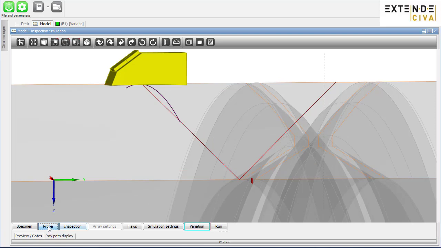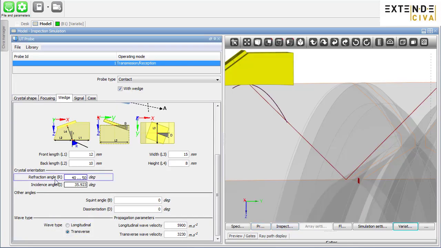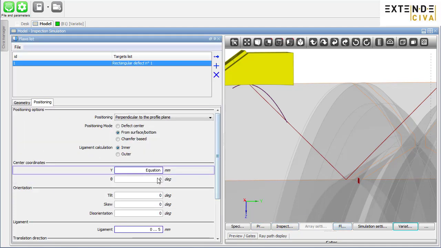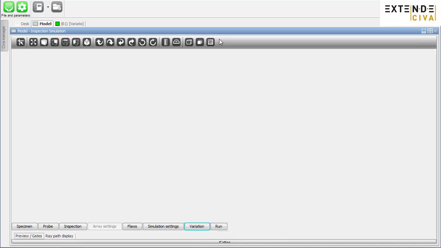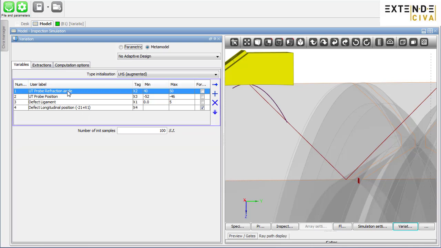In our case, 3 variables are considered in our performance assessment: the probe refraction angle, the distance between the sensor and the weld center line, and the location of the defect in the heat-affected zone, the position parameter being linked to the ligament one. Even if only 3 parameters are considered here, if you want to test 10 situations for each one and their combinations, it would lead to 1,000 cases, which is not reasonable to do with experimental trials.